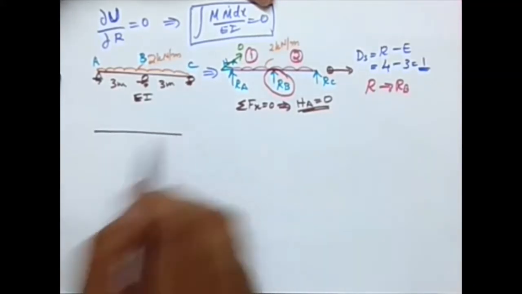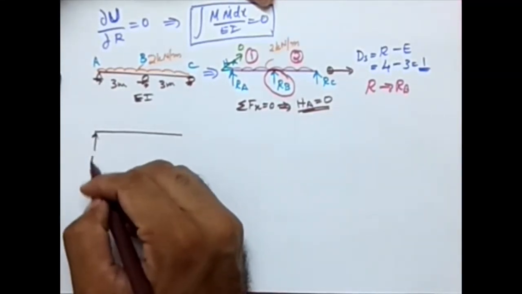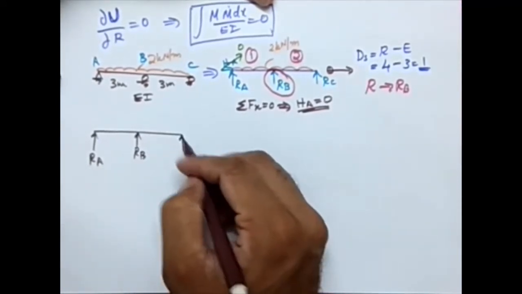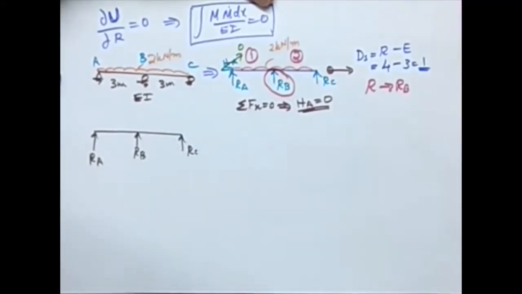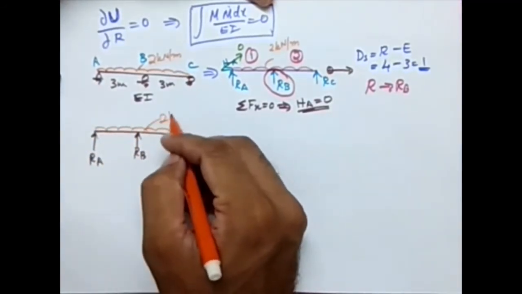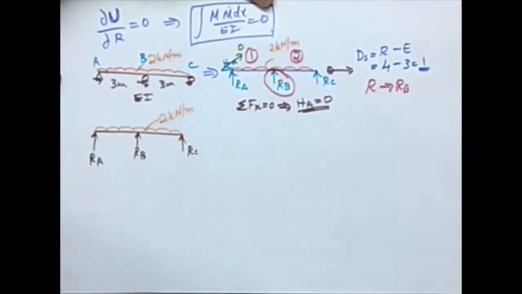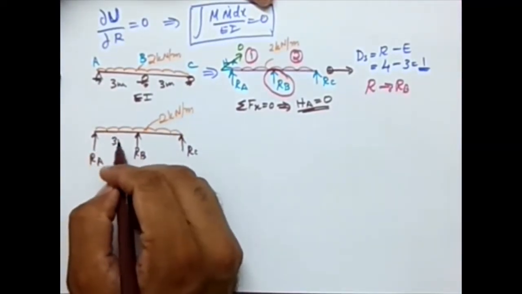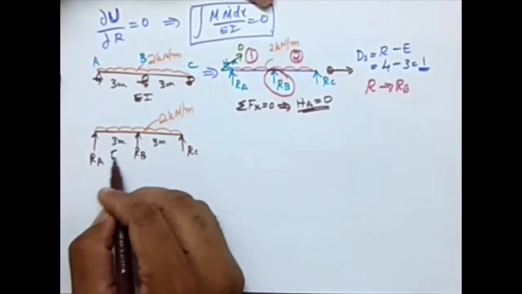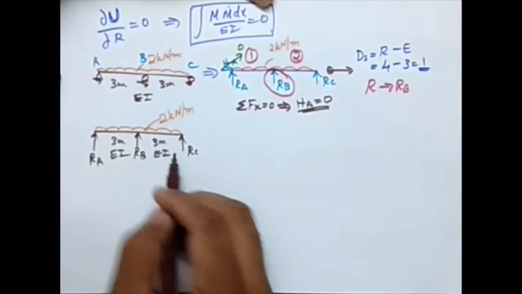Now, what I have is RA, RB, RC. Then there is the load, 2 kilonewton per meter. Fine. And we have the distance as 3 meter, which are the spans, and EI is constant.